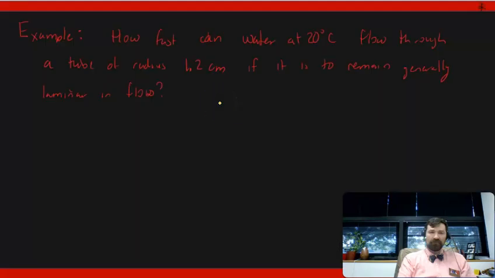All right, as an example, we might ask how fast water can flow through a tube of radius 1.2 centimeters if it is to remain generally laminar in flow. We can look up the viscosity of water at 20 degrees C, and we can look up the density as well. So the density, of course, is about 1,000 kilograms per cubic meter. The viscosity, on the other hand, is about 1.002 millipascal-seconds.